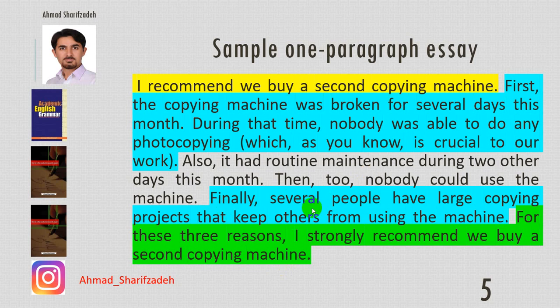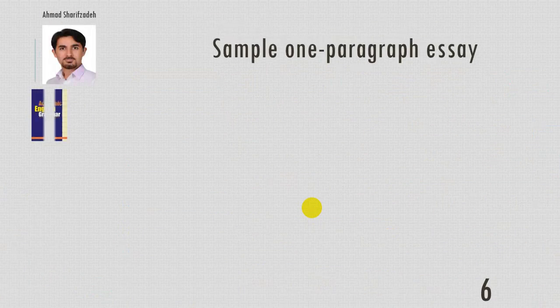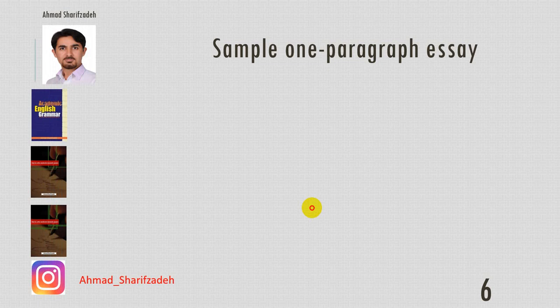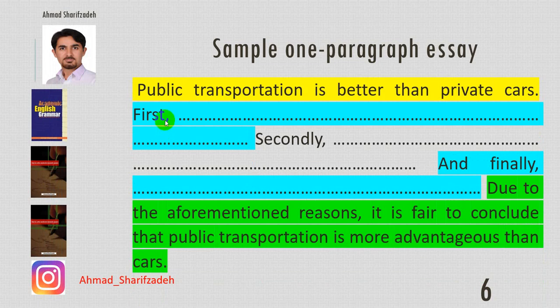Okay, let's look at the other example here. Another sample one paragraph essay. In this example, I left some places and some lines blank so that you can fill in this form here. It says that public transportation is better than private cars. This is the claim, okay? Yes, this is the claim. This is the topic sentence.